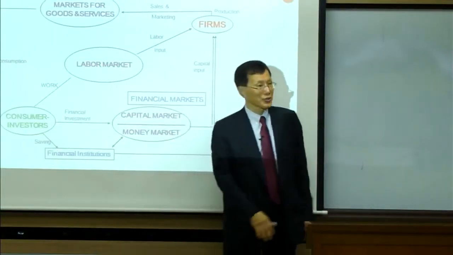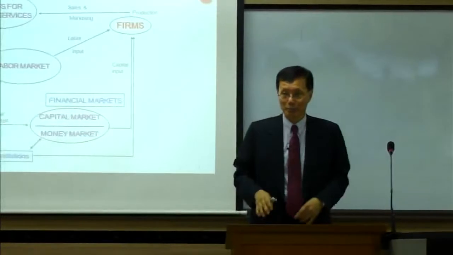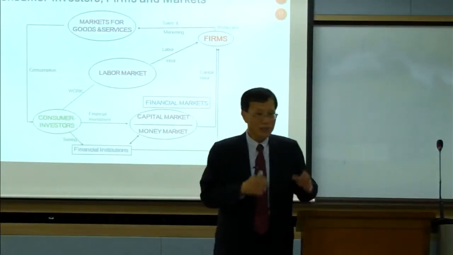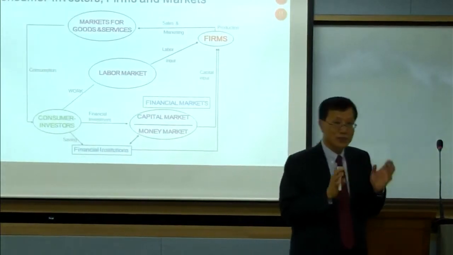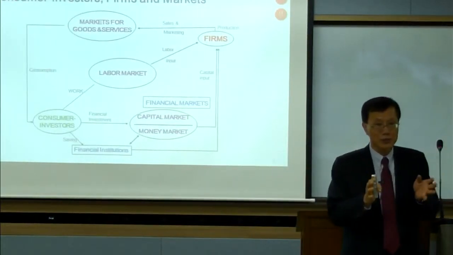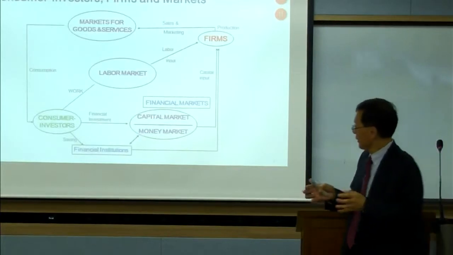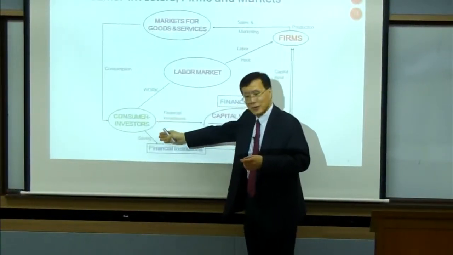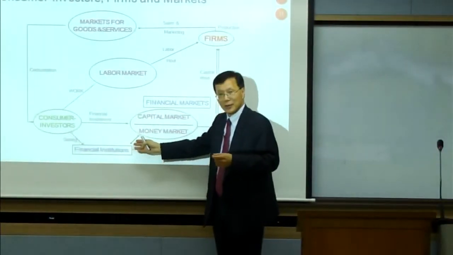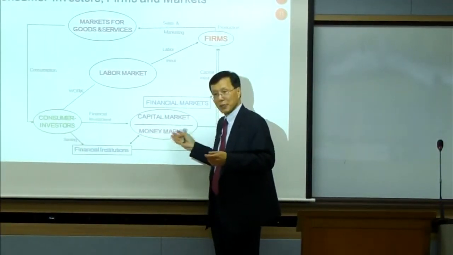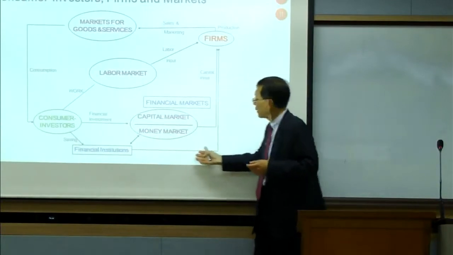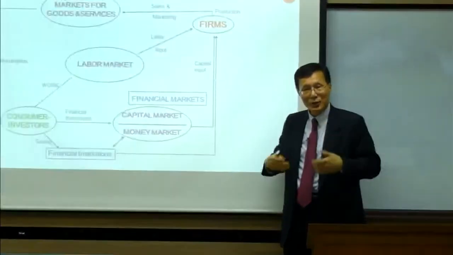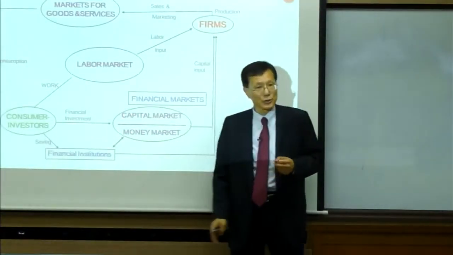Financial institutions are, you're familiar with them, banks, insurance companies, securities companies. These financial services institutions, called financial institutions, will take the savings from consumers and put it to the money market or capital market, or place directly to the firms. That's the role of financial institutions.